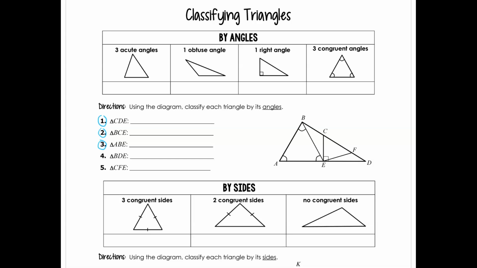Hello and welcome to a video that reviews different classifications of triangles. Now these are classifying by angle and classifying by sides. When you have three acute angles, we call that an acute triangle. Pretty simple.